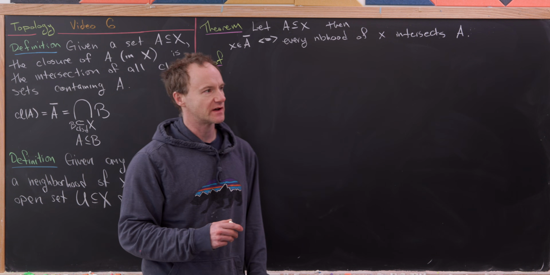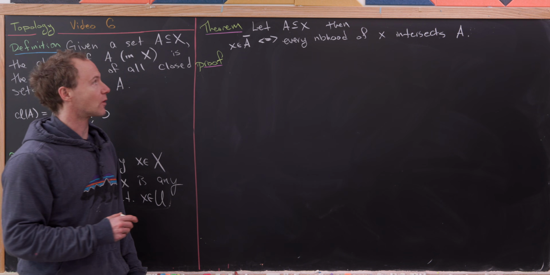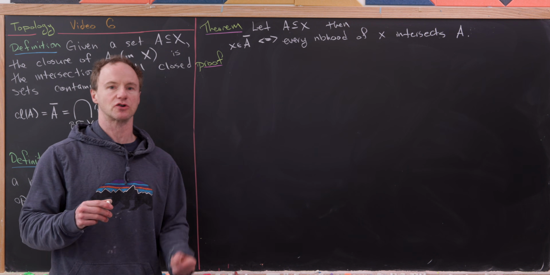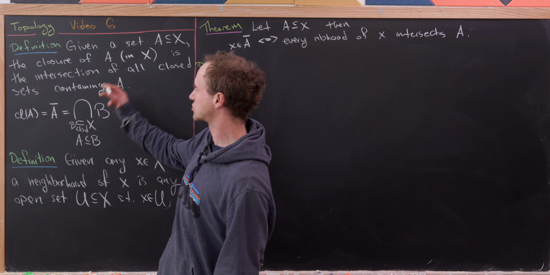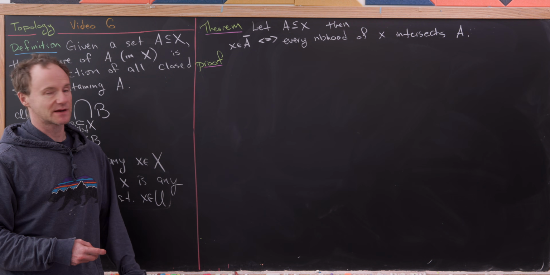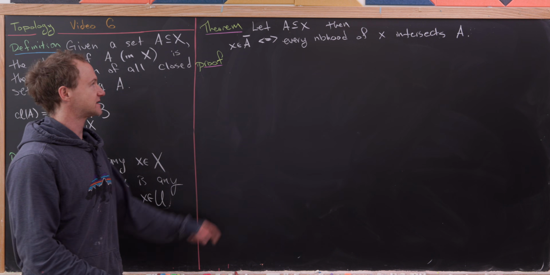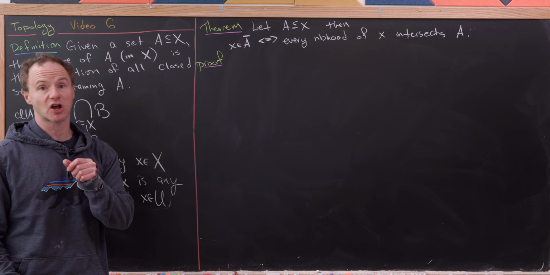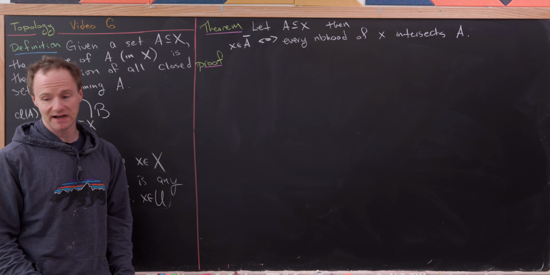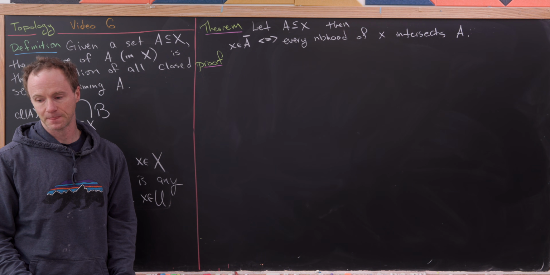Now, I'd like to prove a nice classification for a point being inside the closure of a set, and this is a little bit easier to work with than the straight definition right here. So let's take A to be a subset of X, which is a topological space. Then x is in the closure of A if and only if every neighborhood of x intersects A.